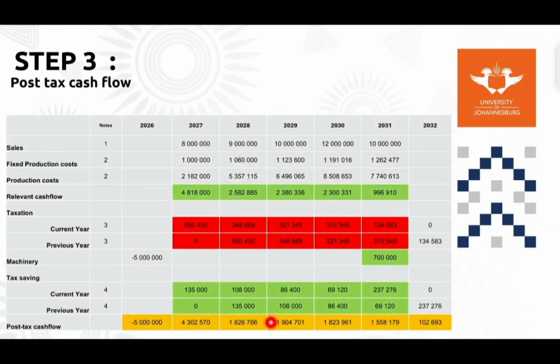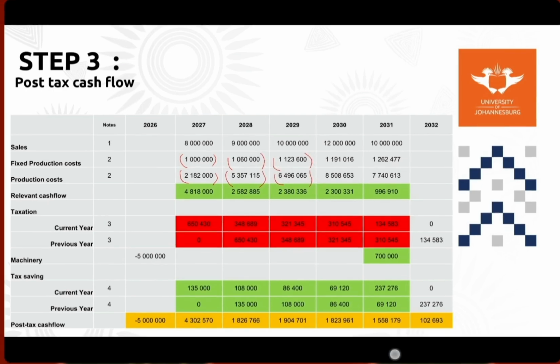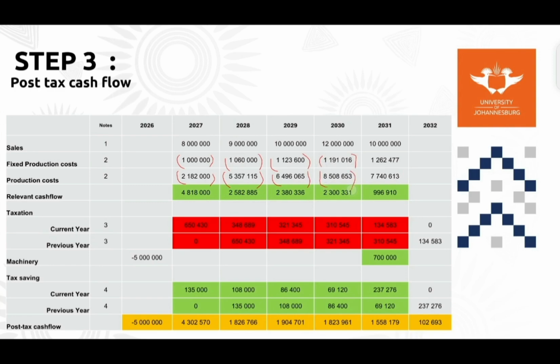Let's come in and do a post-tax cash flow, right? So here we are, right? All these steps are coming together now, right? We did the sales, right? We did the production, we did the production costs, and we all know that here, this is how it's supposed to look like, because costs are negative, they are an outflow.